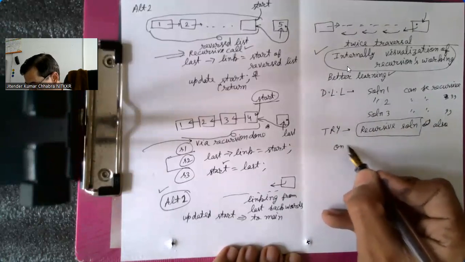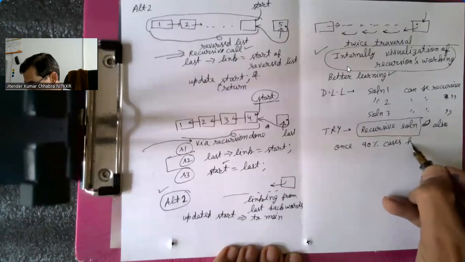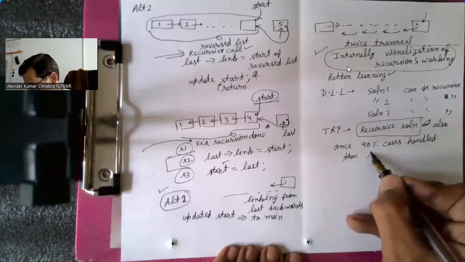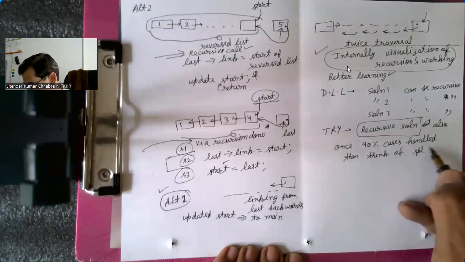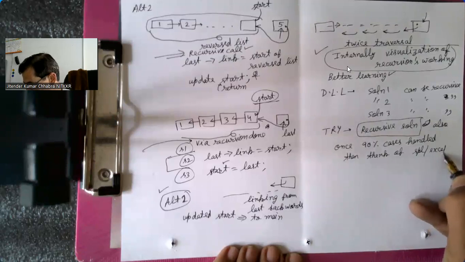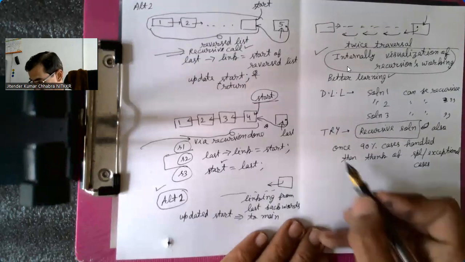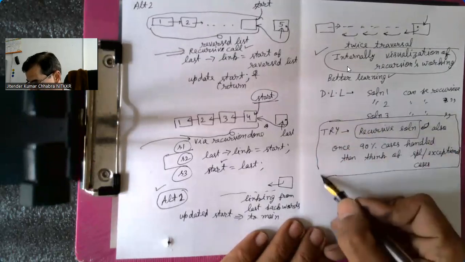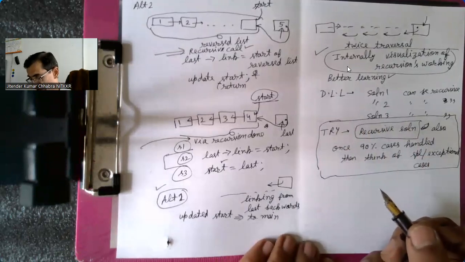Once 90% of the code works and 90% of cases are handled, then think of special or exceptional cases. In recursion also, you have to take care of that. Like one node, empty list, all those cases, later you can think to solve by writing the proper code. Those who are good programmers can look into this. Otherwise, simple iterative solutions without much complexity are possible.